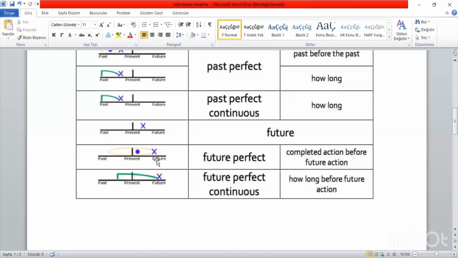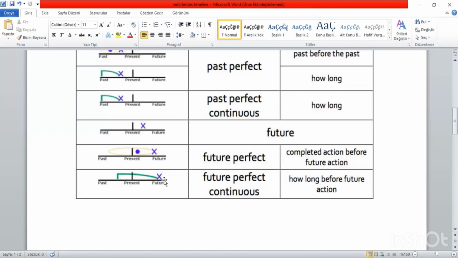And lastly, we have the future perfect continuous tense. For all perfect continuous tenses, we can say that this is the answer to how long, okay? But there are differences between future perfect and future perfect continuous tense because for future perfect continuous, this action might be going on in the future. So we can say how long before a future action.